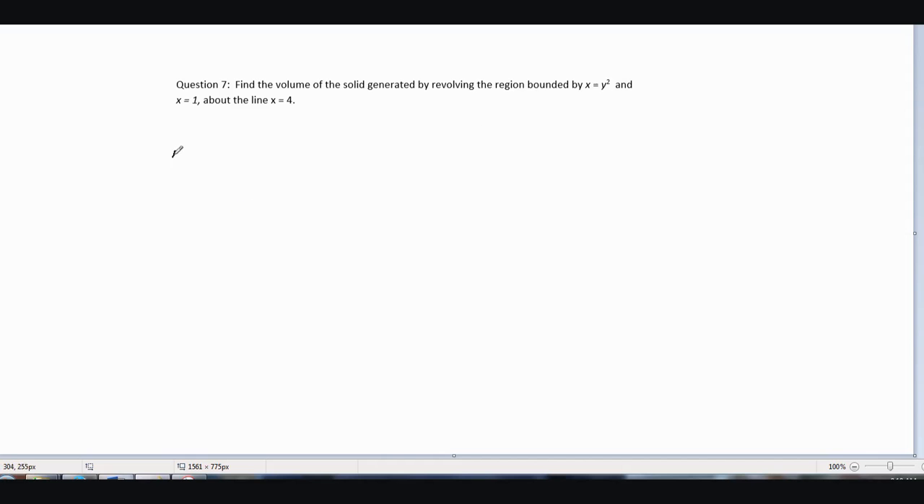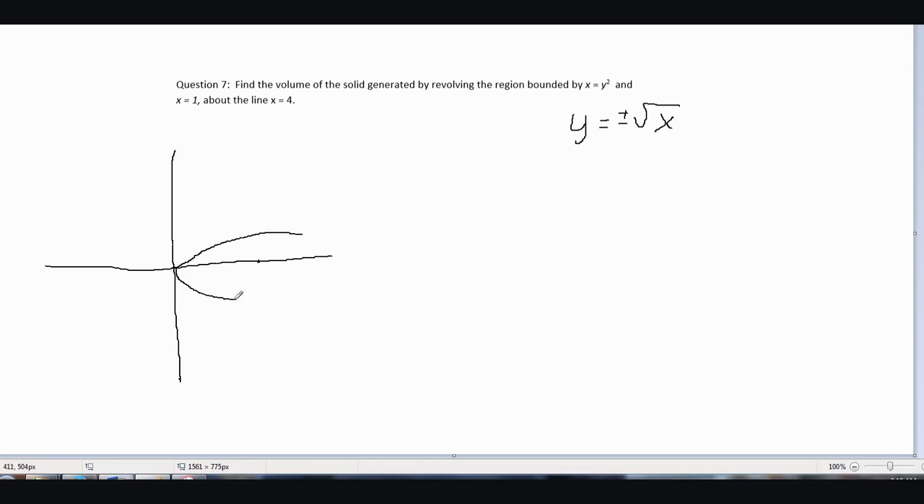Now, we always draw the picture, so here's our axes. If we want to think of graphing this, if we solve for y like we're used to, we'd have y equals plus or minus the square root of x. So this isn't a function because it doesn't pass the vertical line test, but we get this part and this part. It's basically a parabola turned on its side. Now x equals 1 would be the vertical line where 1 is.